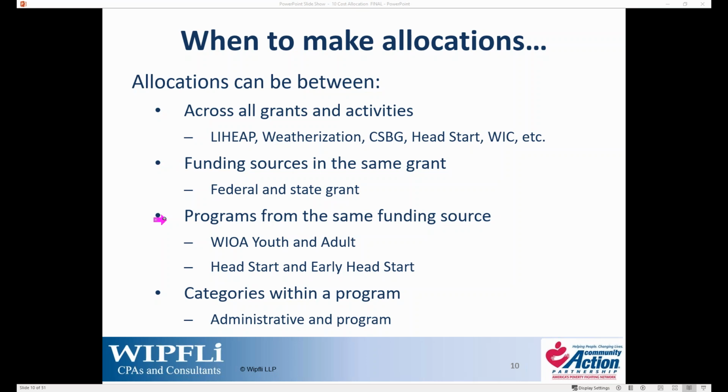You might have programs from the same funding source. So you might have WIOA programs, youth and adult, and you might have to find a way to allocate amongst those different programs from the same funding source. You may have Head Start and Early Head Start, where you have a cost that benefits both programs, and you're trying to determine a common denominator to be able to allocate those costs between those programs. And it might be categories within a program, again, maybe allocating between administrative and programs. So there are a lot of ways that organizations have to consider cost allocation.